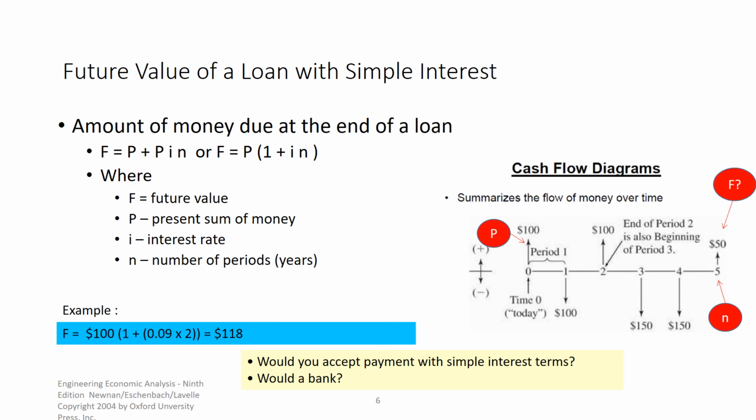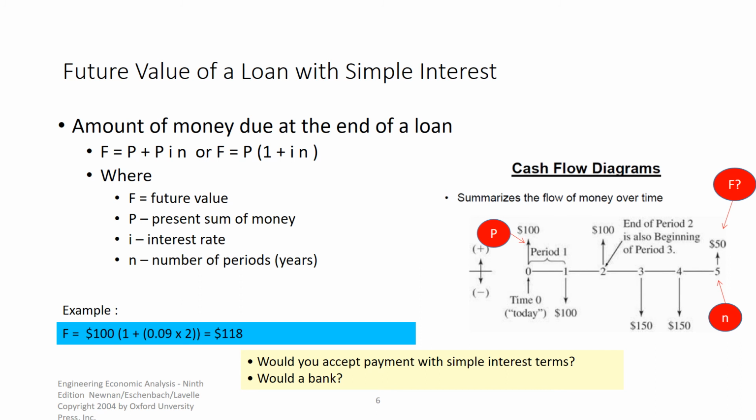If we calculate the future value of our loan with simple interest, the amount of money due at the end of the loan is F, or future value, based on the calculation of P multiplied by 1 plus i multiplied by N years. F is the future value, P is our present sum of money, i is the interest rate, and N is the number of periods in years. Let's see the example.